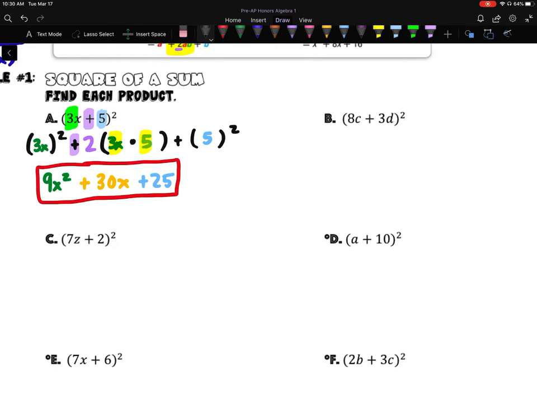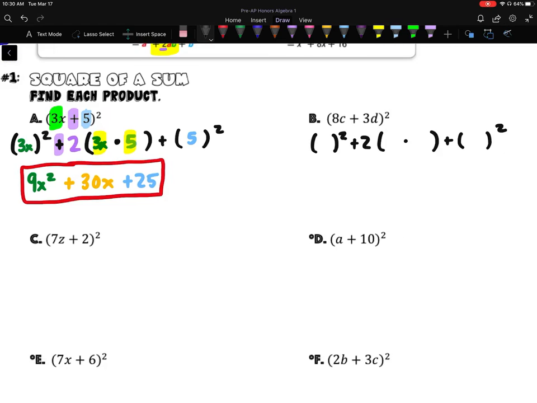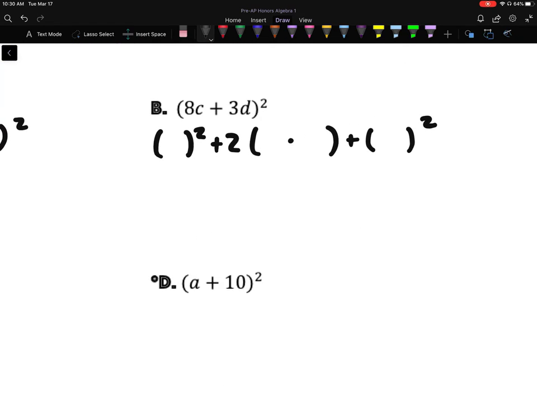So again in B, parentheses squared, plus 2 parentheses, leave yourself some space, plus parentheses squared. What goes in the first set of parentheses is going to be 8c and 8c here. And then in the second spot, we have 3d and 3d. And now we just want to simplify. 8c times 8c is 64c squared. 8 times 3 is 24. If I double that, I get 48.